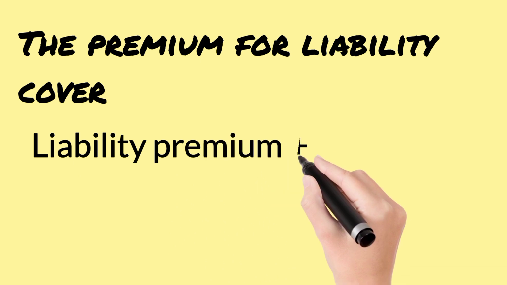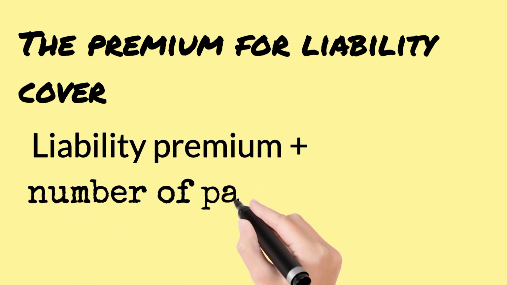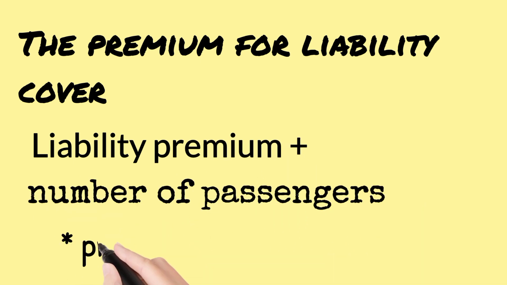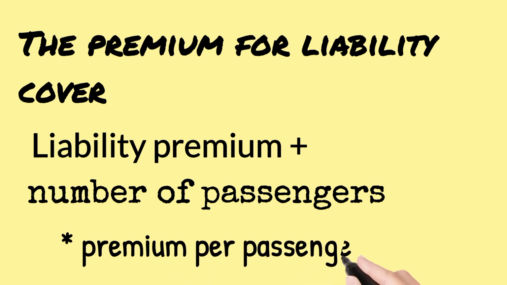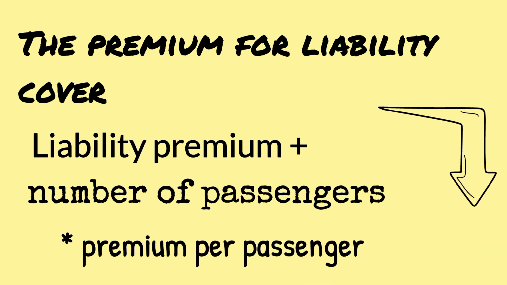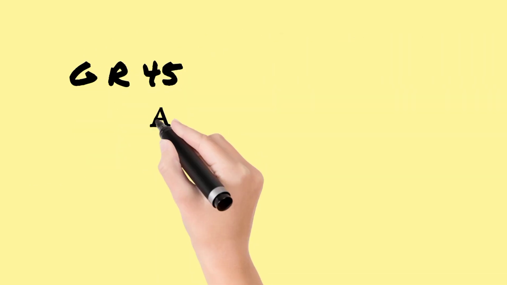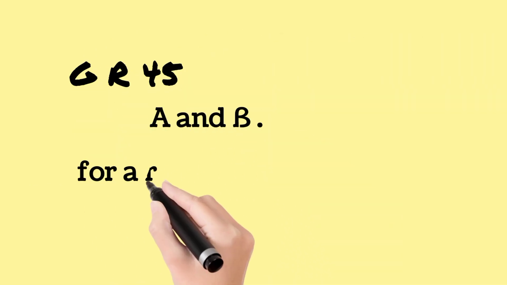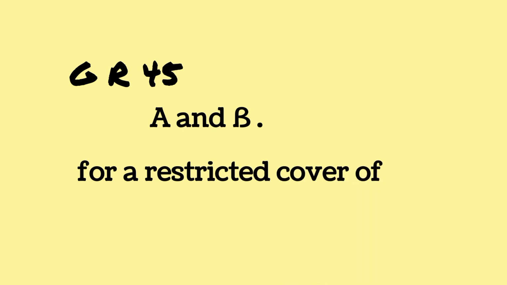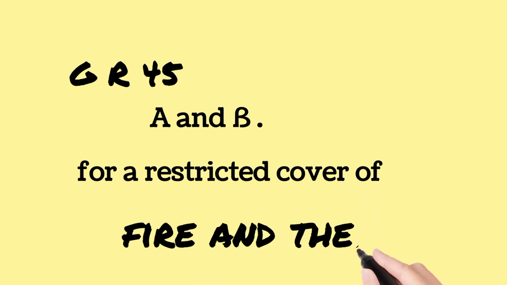The premium for liability cover. Liability premium plus number of passengers into premium per passenger. GR 45 A and B for a restricted cover of fire and theft.